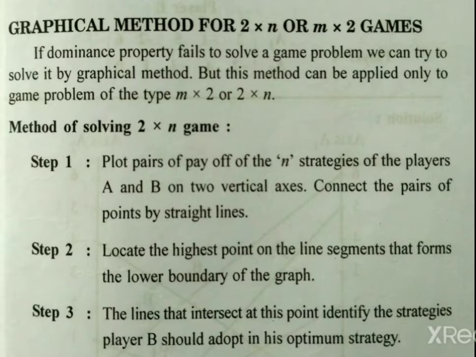The second step is to locate the highest point on the line segment that forms the lower boundary of the graph. Here, for the 2 by n game, you have to locate the highest point on the line segment that forms the lowest boundary of the graph. In the graph sheet I will explain it to you. The third one is that the lines that intersect at this point identify the strategies player B should adopt in his optimum strategy. The 2 lines that intersect at this point give your 2 by 2 matrix, that is your final one.